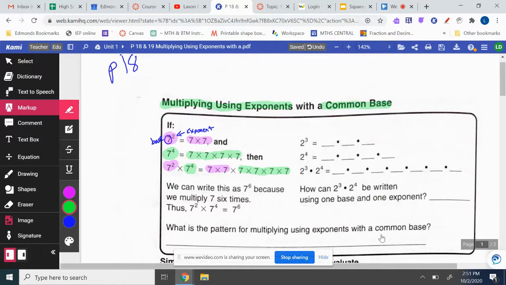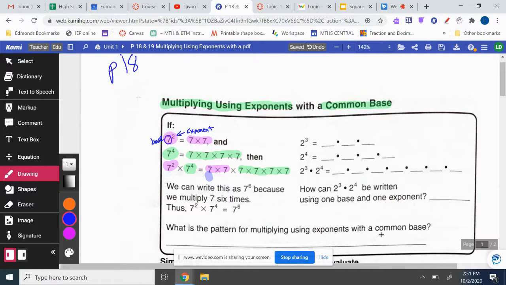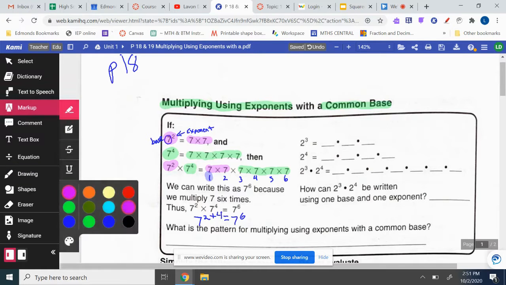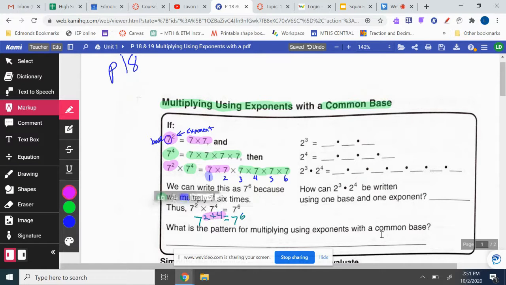And if I were to write very small under here, how many 7s do we have? Oh, let me get into the drawing form. We have 1, 2, 3, 4, 5, 6, 7. So really what we are going to be doing is going 7 to the second plus the 4 equals 7 to the 6th. And let me highlight that one more time for you. All we have to do is add the exponents when they have the same base.